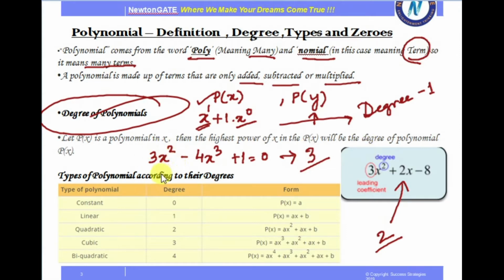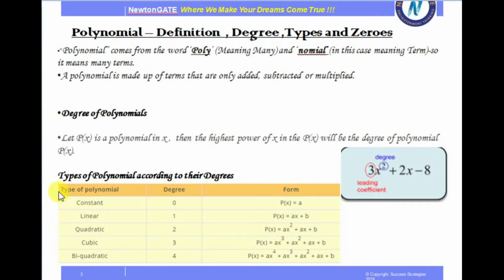So, please take note that the degree of a polynomial does not depend upon which term comes first or second. It only depends upon the power of x, that is how much x is raised and what its highest power is. And that will be the degree of that particular polynomial.